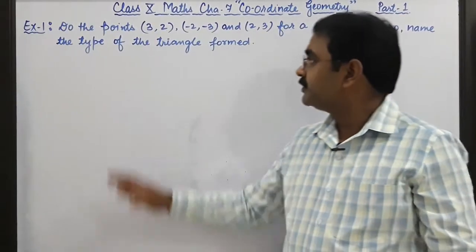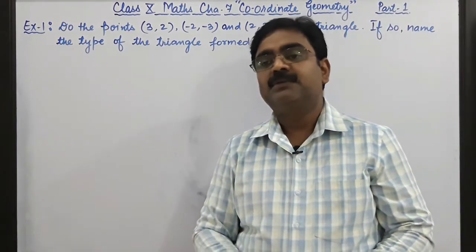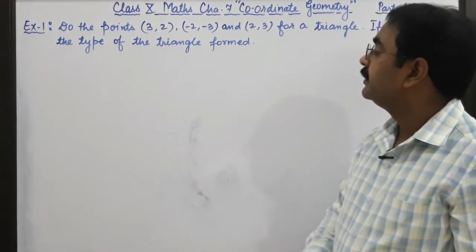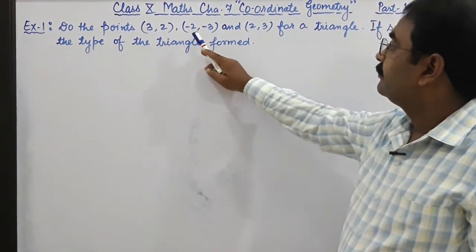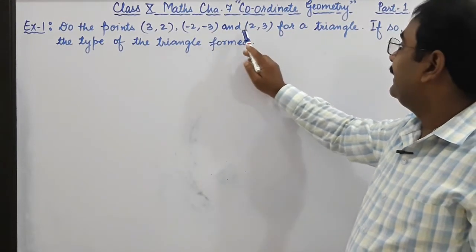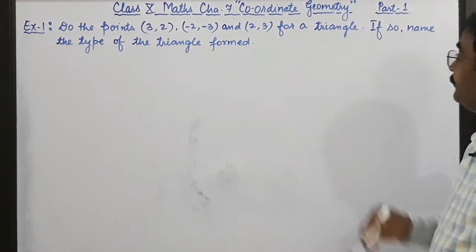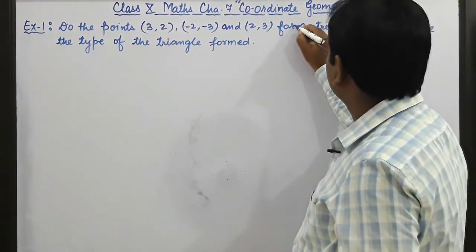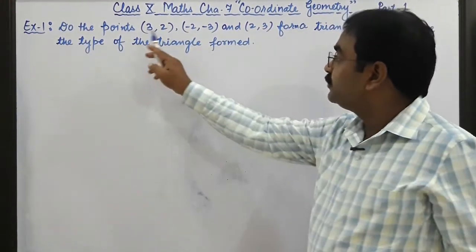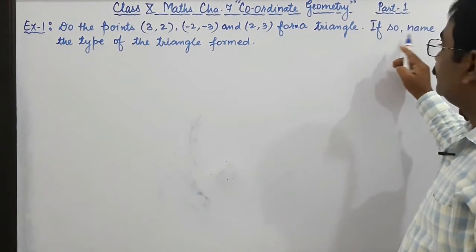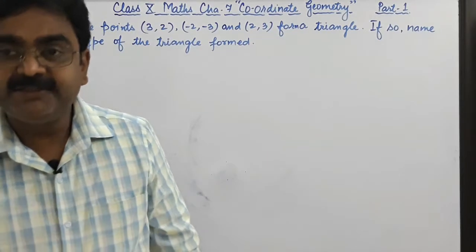Let us see example number 1 of your textbook, just after the explanation of the distance formula. Here it is given: do the points (3, 2), (-2, -3) and (2, 3) form a triangle? It is given that these points form a triangle, and we are going to decide it. If so, name the type of triangle so formed, right?